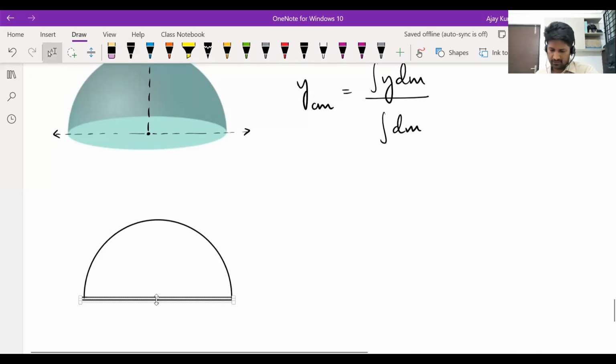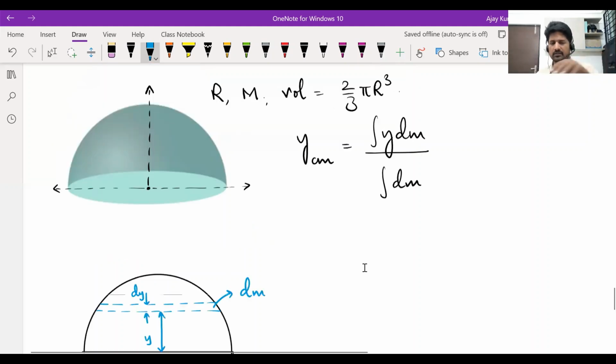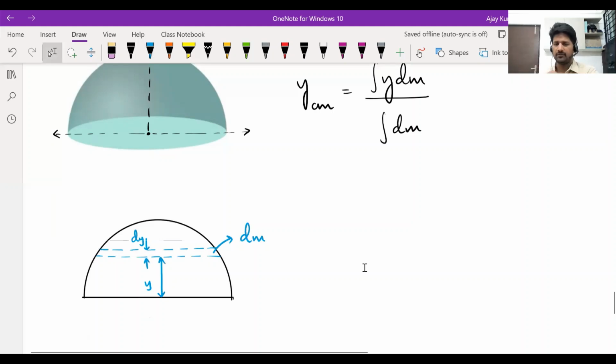Fine, tell me, if we consider a particular height, let's say a particular y coordinate till here, and visualize a small change in the y coordinate. All the mass enclosed in this region is what we call dm. The height of that region is what we call dy. You can visualize it in the solid hemisphere also.